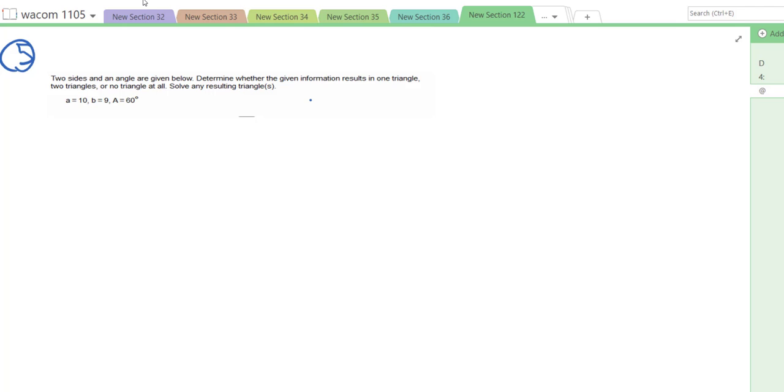Right. Next we have a triangle, and we have 2 sides and an angle given. Determine whether the given information results in 1 triangle, 2 triangles, or no triangle. So they're giving you a hint there. This is the ambiguous case, so you're going to have to decide which it is. We'll just draw ourselves a picture, and it doesn't really matter how your picture looks. So they're giving us a side-side angle.